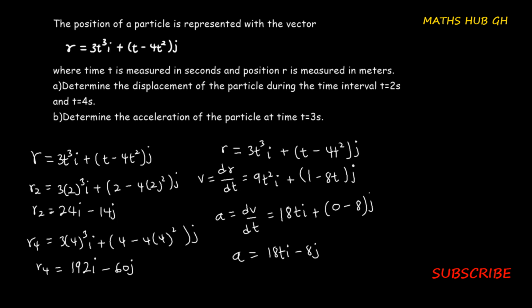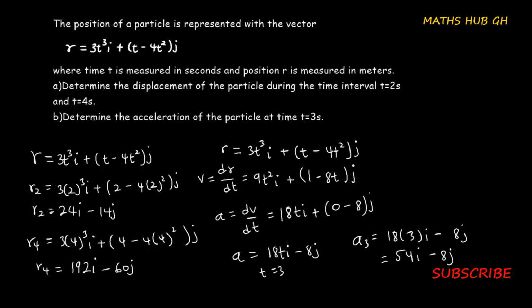We are being asked to determine the acceleration of the particle at time t equals 3 seconds. So all you have to do is to substitute the 3 seconds into the acceleration expression. So I'm going to have the acceleration at the time 3 seconds to be equal to 18 multiplying 3 i minus 8j. 18 times 3 will be 54. So I'm going to have 54i minus 8j. So this will be the answer.